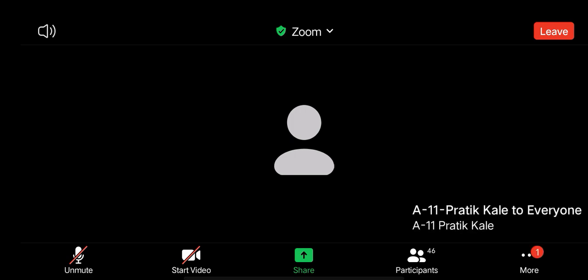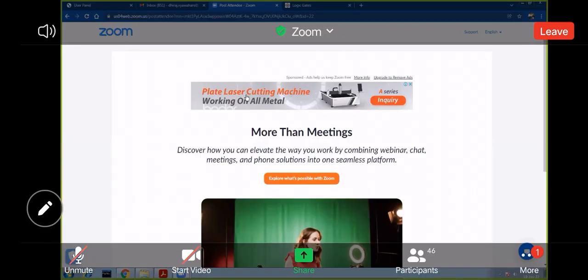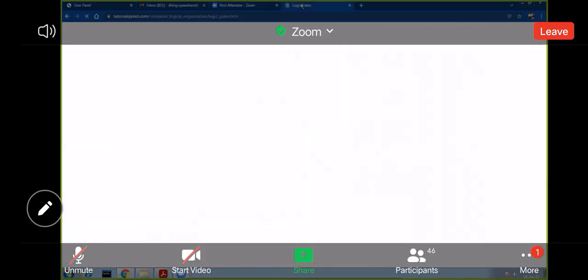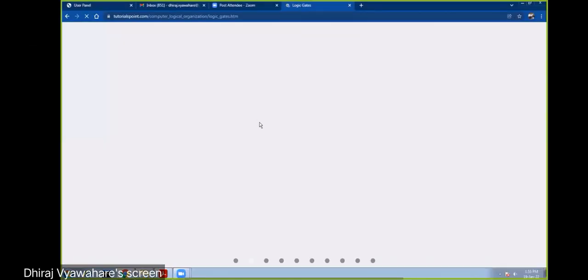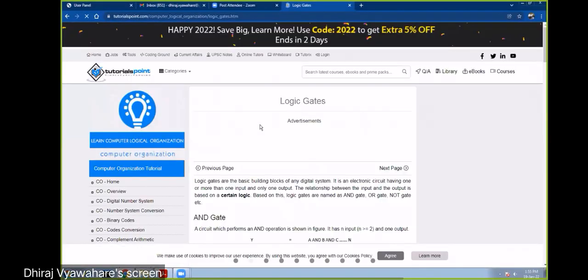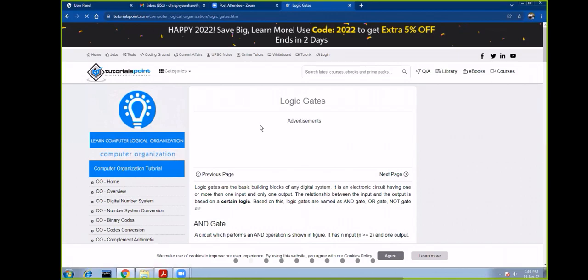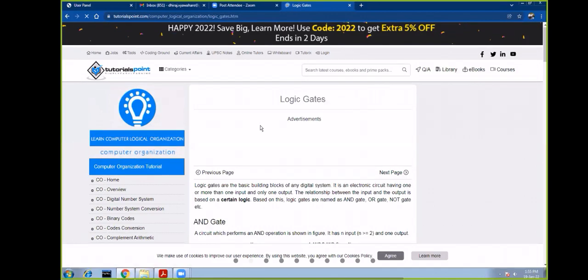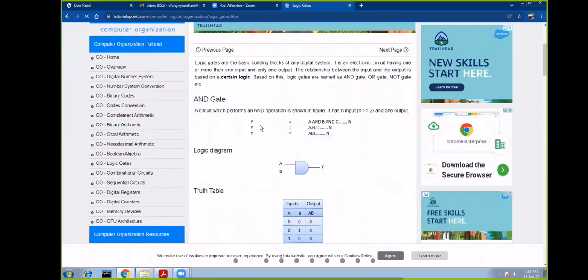Okay. So when you observe those gates, how they function, what is the role of that gate, why they are being used? Any idea? So logical gates are the basic building blocks of any digital system. Can I say that our computer is a digital system? Yes.